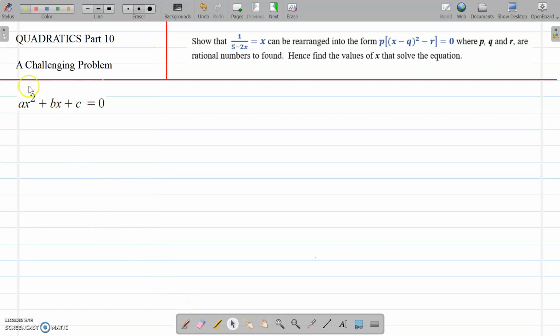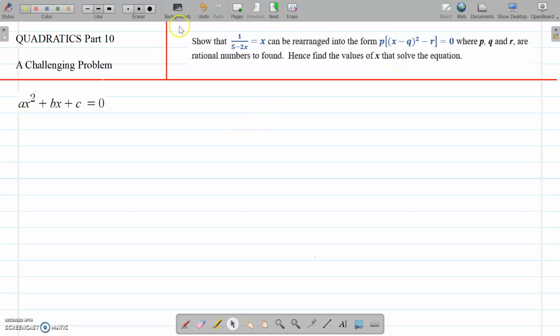Okay, so we've got the general form of a quadratic equation here, and we're presented with this thing here where x is a function of itself, and we've got to rearrange it into the form p brackets x minus q all squared minus r equals 0, where we've got to find the values of p, q and r. And they're rational numbers. That means they can be integers, they could be negative, and they could be fractions, but they can't be surds. They will be rational numbers, and hence find the values of x that solve the equation.